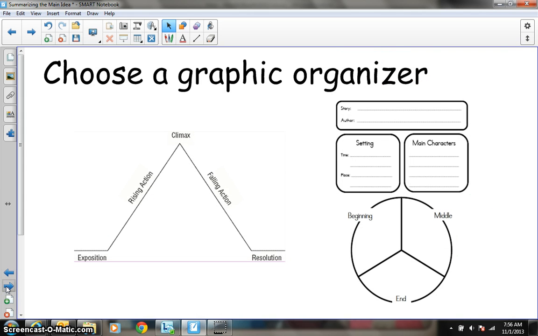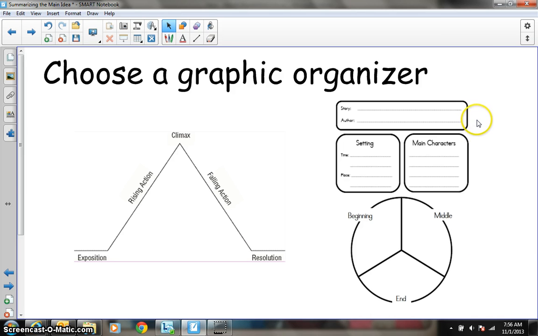When you are summarizing, one skill that you could use to help you is to choose a graphic organizer. This first one that you see is a plot diagram. Again, we have the exposition, the rising action, the climax, the falling action, and the resolution, or the conclusion. If you use that, you will be able to tell all of the parts that you need to include in a summary. Here's another example of a graphic organizer.